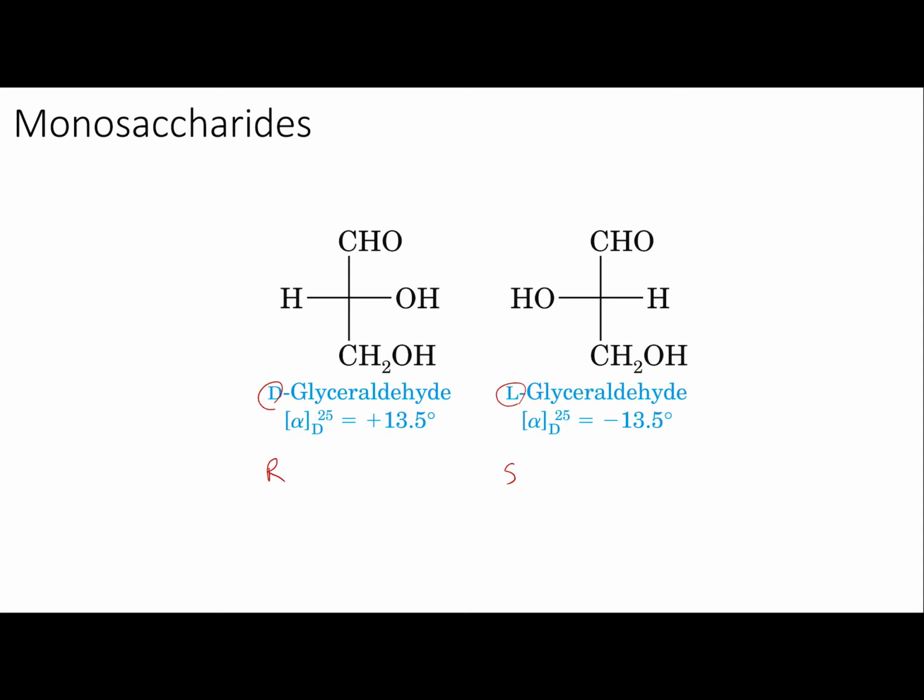Now, what they mean in the Fischer projection is when we look at the Fischer projection, we look for the penultimate carbon, or the last carbon that's chiral. So we're looking for this one in the molecule, because technically these are the last carbon, but they have two H's on them, so they're not chiral. So the last chiral carbon, and then we look at where the OH is. And if the OH is on the right, then we call it D, and if it's on the left, we call it L. I'll show you some more examples.